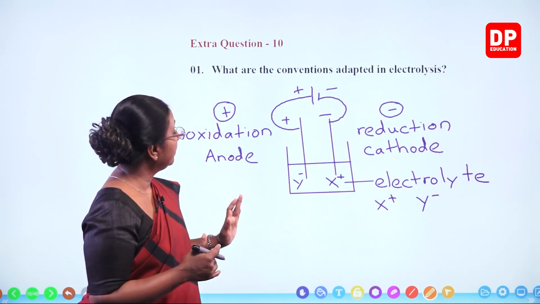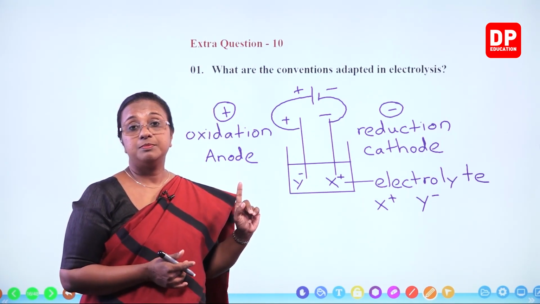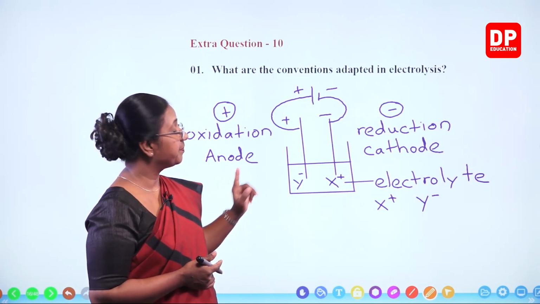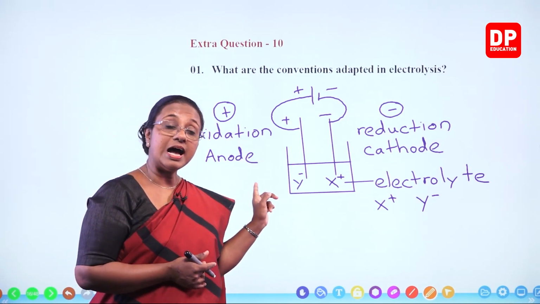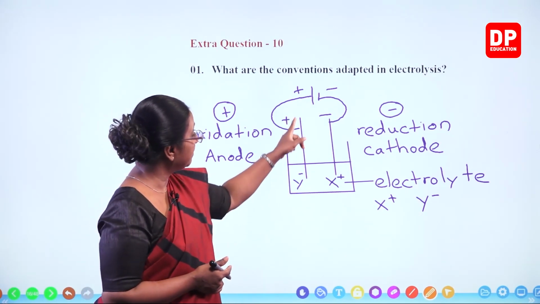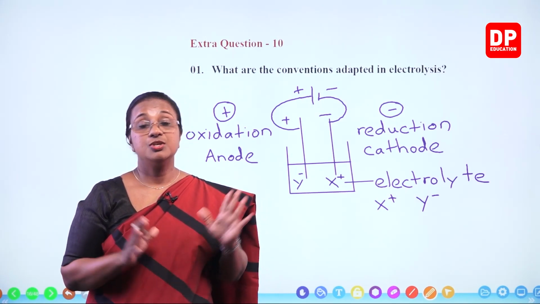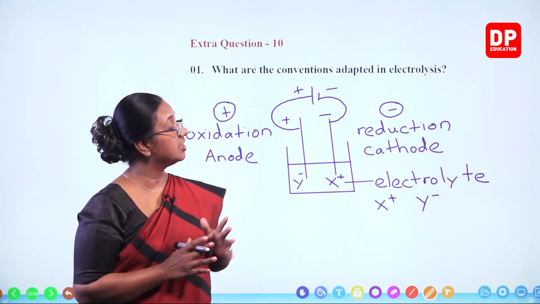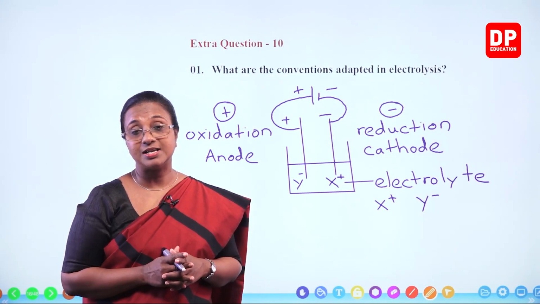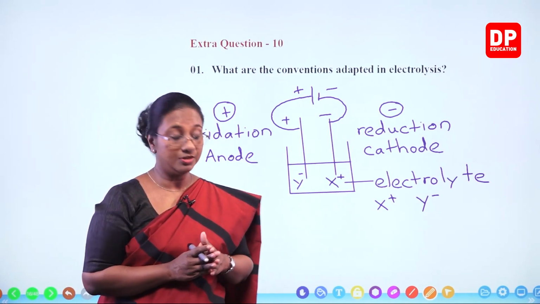And also, we can have a metal as the positive electrode there. Then of course, the ions do not undergo oxidation. Instead, the metal electrode itself undergoes oxidation. So those are the conventions adopted in electrolysis. Now that we have recalled everything, we can write them down here.